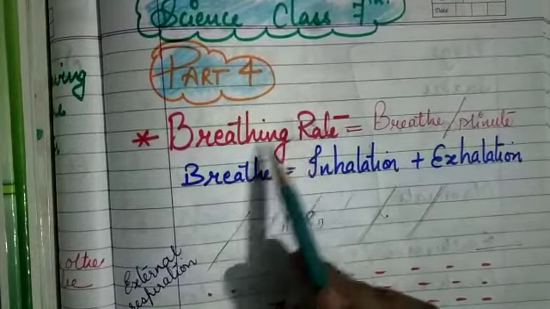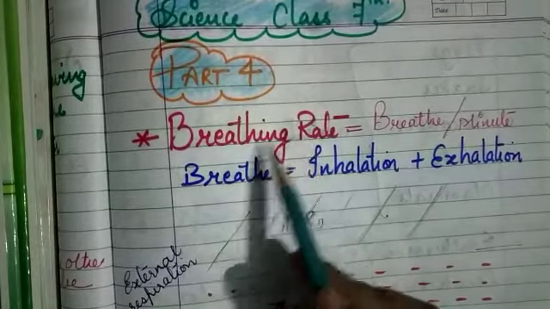Now what is a breath? You're very well aware, still I'll re-explain. A breath is equal to inhalation plus exhalation, meaning taking in oxygen inside the lungs and releasing carbon dioxide outside the lungs. These two processes simultaneously form a breath, and breaths per minute form the breathing rate.